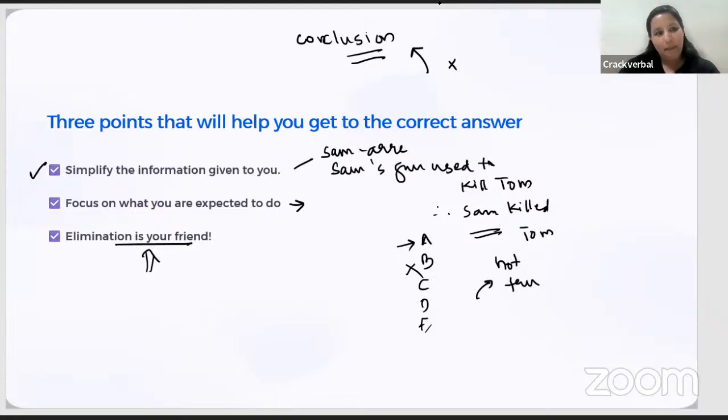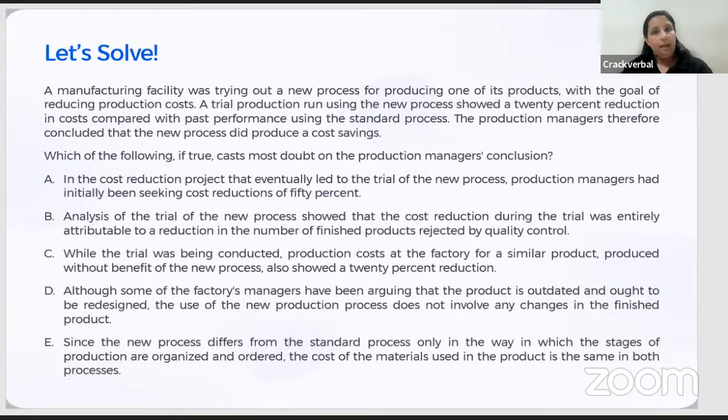That's what our agenda is. Let's start. Here's your first question. I'm going to give you exactly 2 minutes. Time starts now.